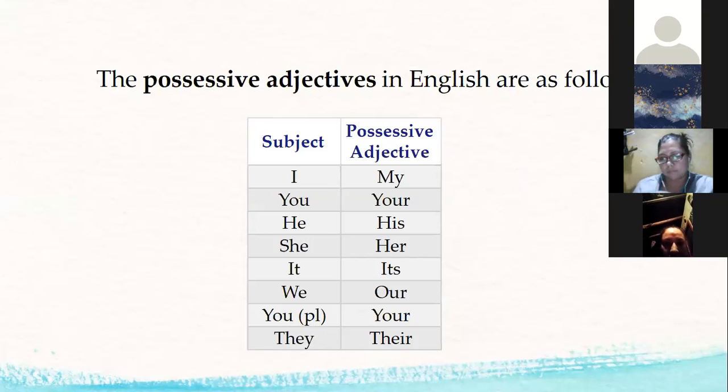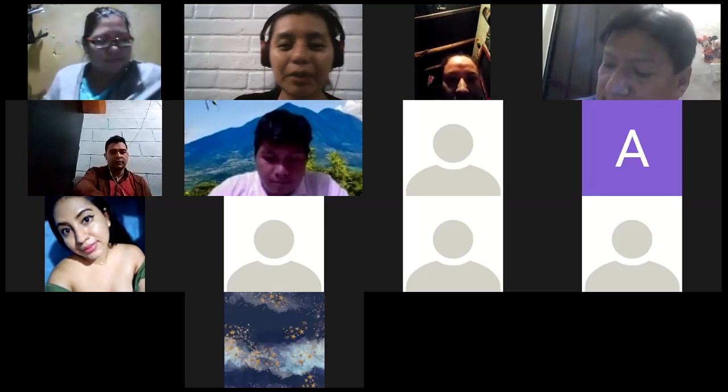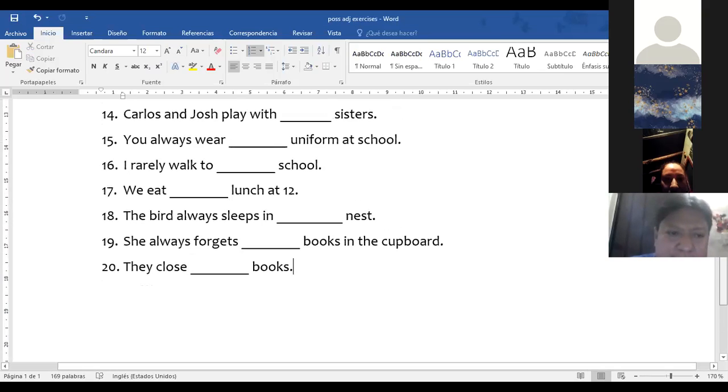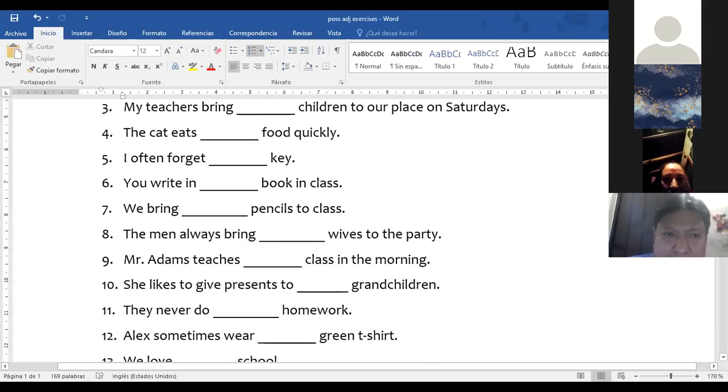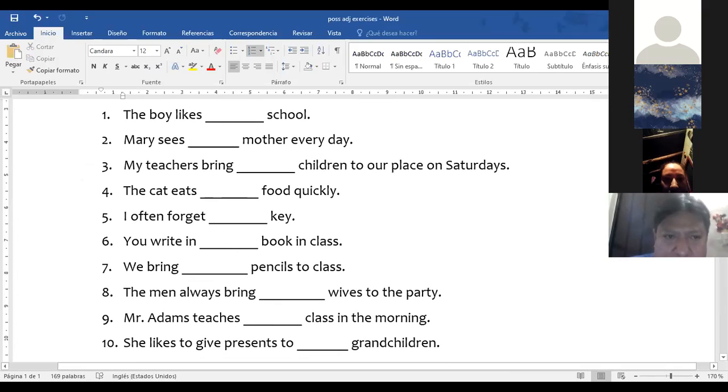Their. Okay, and do you remember what it said? ¿Se acuerdan lo que decía? They close their books. Perfect. Ya veo que tienen buena memoria. Okay, yeah, you can see. They close their books. Perfect. Okay. Easy, right? Si este hubiese sido el primer examen, ¿cuánto sacan? 10. Bien. Yes. 10. Okay, excellent.